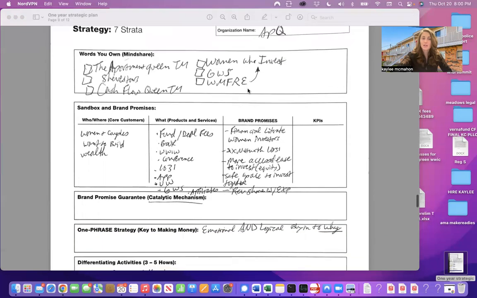Your 7 Strata. And again, you do not have to do this one, but it's defining your brand promises and your sandbox. We kind of covered that earlier. For us, we had our whole team go through this. What were our brand promises?